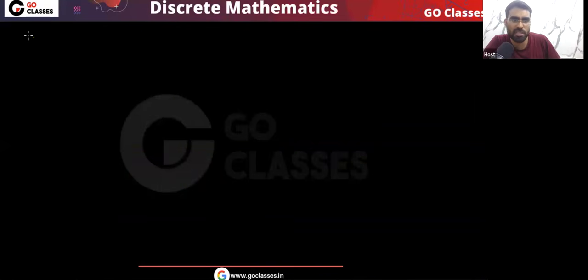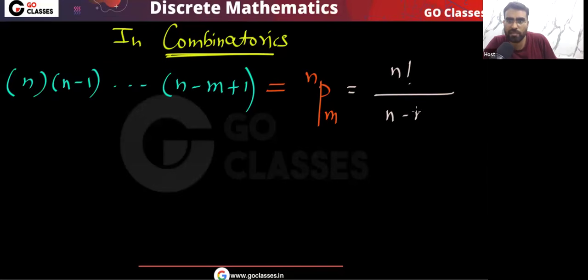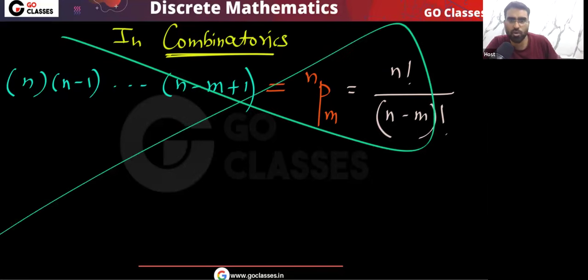In combinatorics, you will study this value, n into n minus 1, and so on, n minus m plus 1. This value is also written as nPm. Don't worry, you will see this in combinatorics. This is also written as n factorial divided by n minus m factorial. For now, you do not have to worry about it.